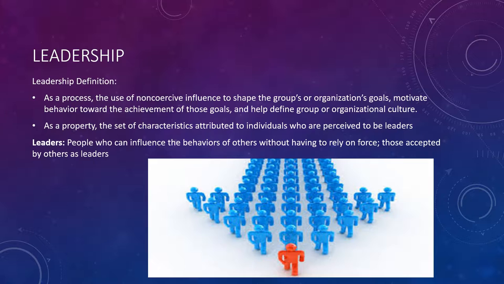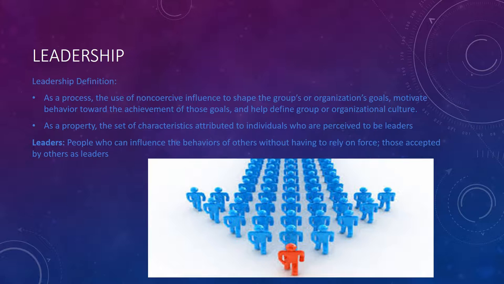Leadership is defined as a process, the use of non-coercive influence to shape the group's or organization's goals, motivate behavior toward the achievement of those goals, and help define group or organizational culture. As a property, it is the set of characteristics attributed to individuals who are perceived to be leaders. Leaders are defined as people who can influence the behaviors of others without having to rely on force, those accepted by others as leaders.